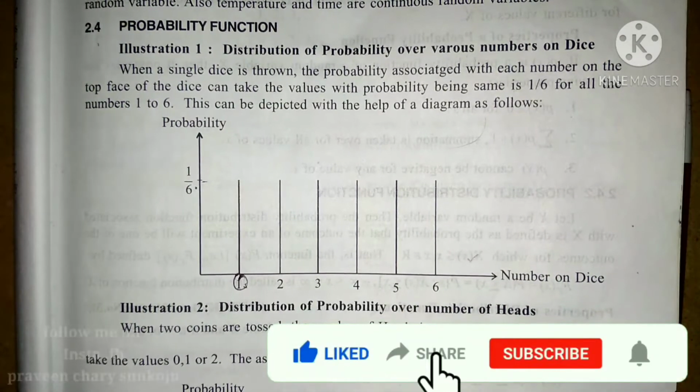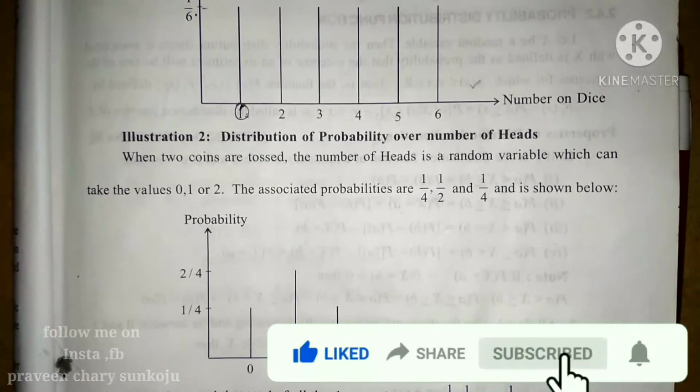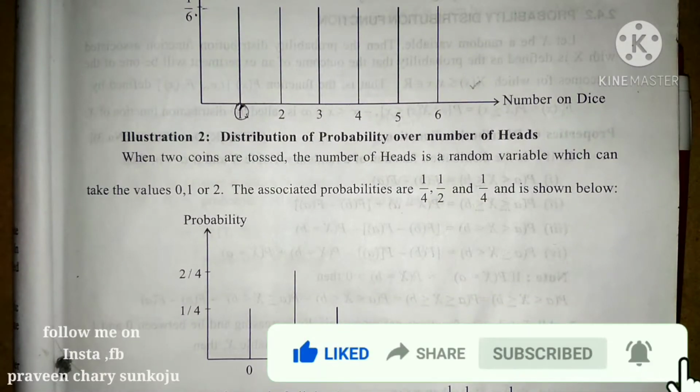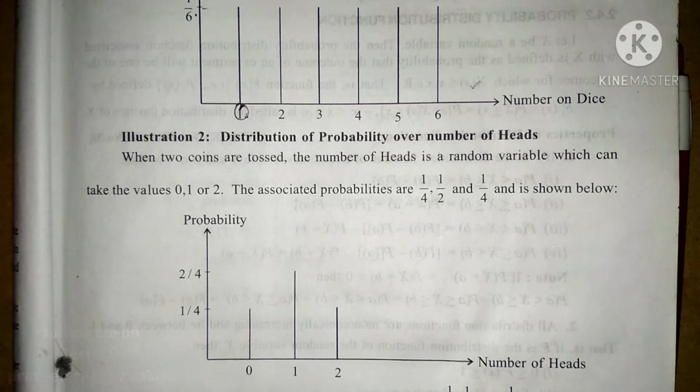Similarly, we have one more example. When two coins are tossed, the number of heads is taken as a random variable, which can take the values 0, 1, 2. Yesterday we discussed one problem, taking the random variable as x and counting the number of heads in a trial of tossing two coins.